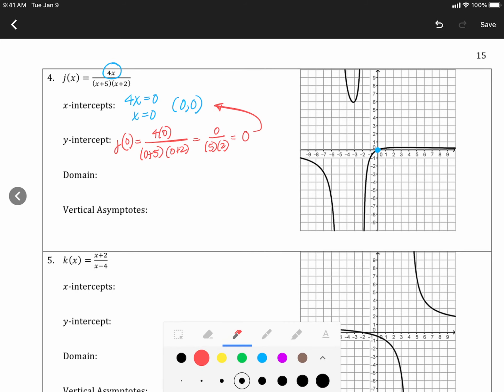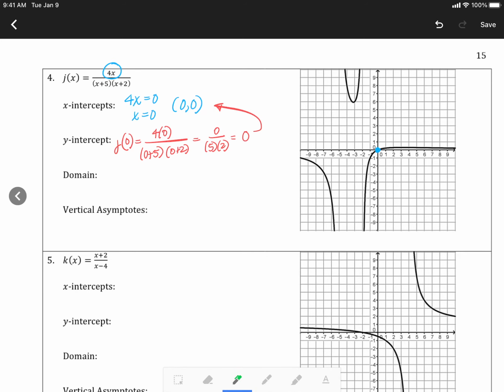So let's go to our vertical asymptotes. Where are we looking for the vertical asymptotes? Say it out loud. Check with yourself right now. Make sure you know it. We're looking at the denominator, guys. I'm going to set each one equal to 0 separately. x plus 5 equals 0, and x plus 2 equals 0. So x equals negative 5 is one of our vertical asymptotes, and let's confirm that.